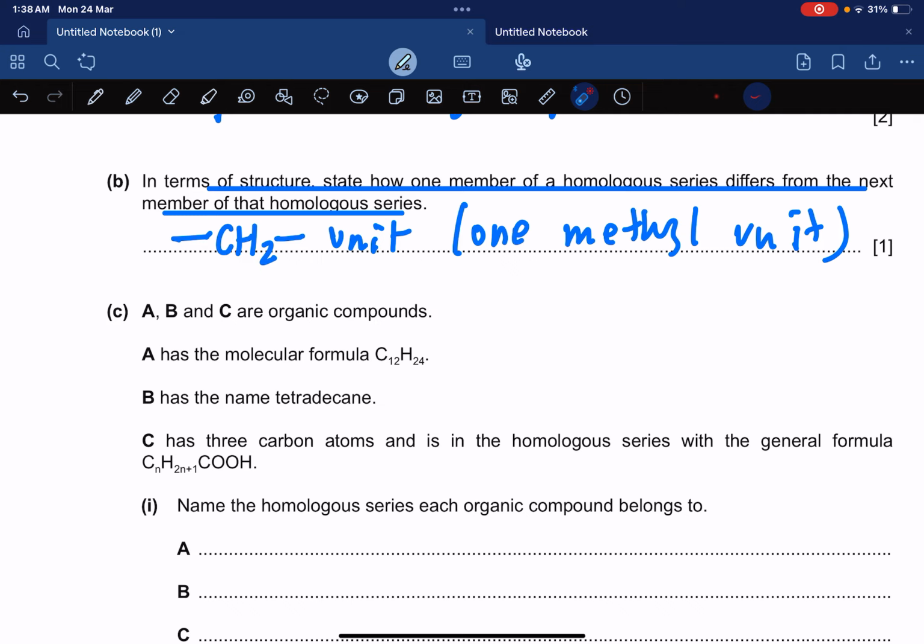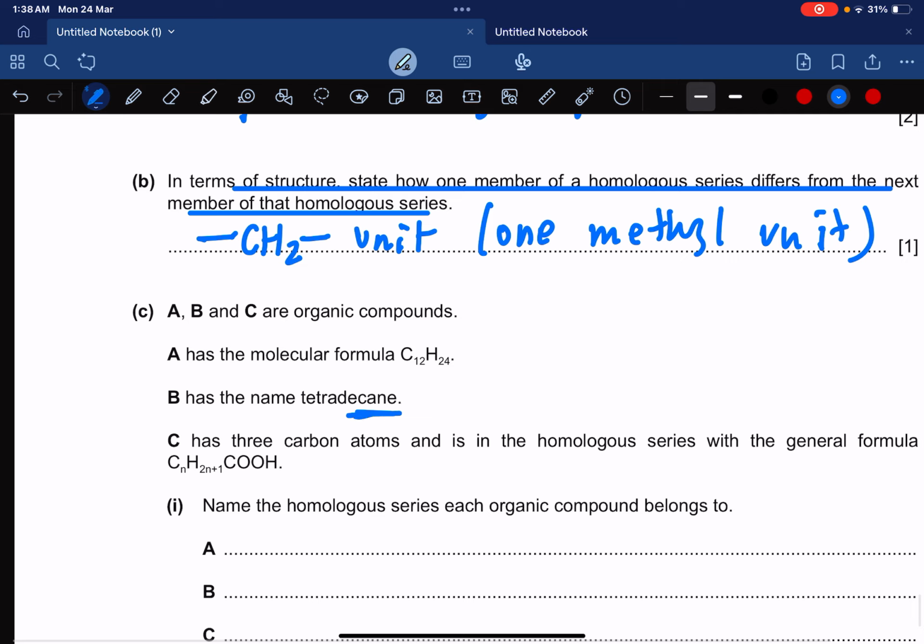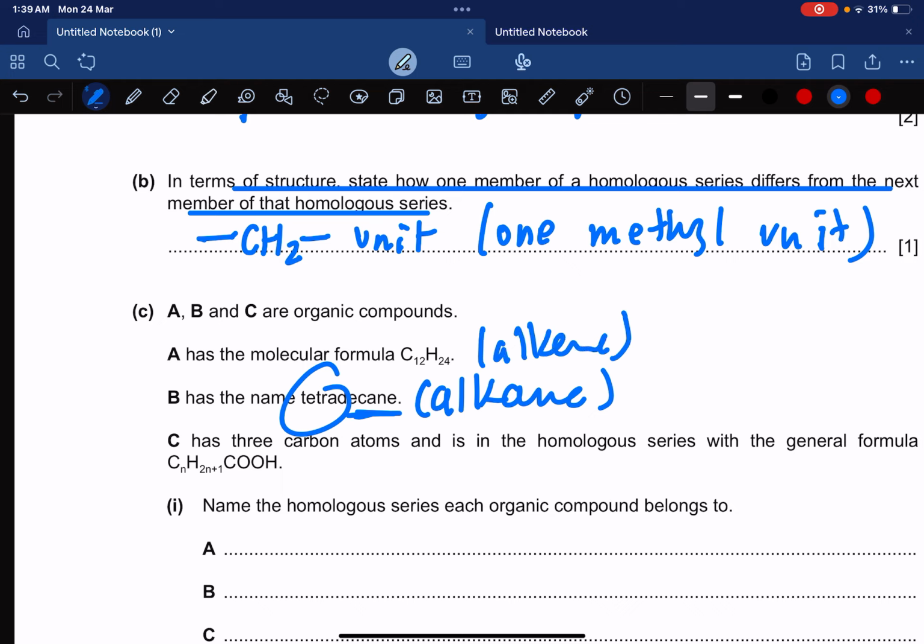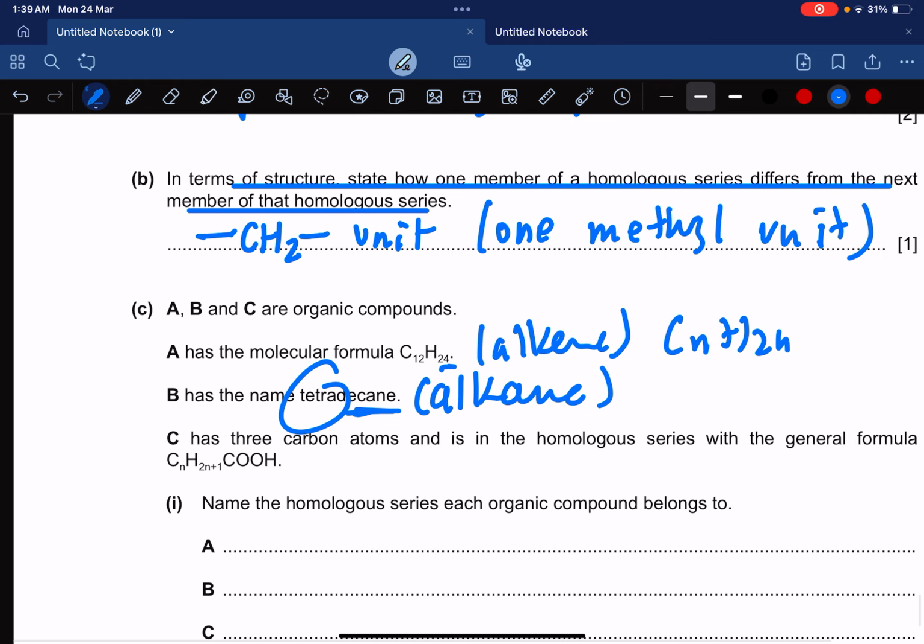A, B, C are organic compounds. A has the molecular formula C12H24. B has the name tetradecane. Decane. Ane basically tells you that's going to be, don't be intimidated by tetra and everything. Decane just simply tells you that it's going to be an alkane. अगर आप देखें in the first one there are 12 carbons and 24 hydrogens, so that's going to be an alkene. Why I know it's an alkene? Because hydrogen are double. CnH2n is basically a formula, general formula for alkenes, and that's going to be an alkene because hydrogen are double. In alkenes you have double hydrogen than carbon.